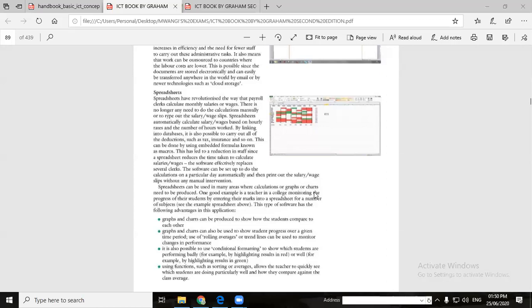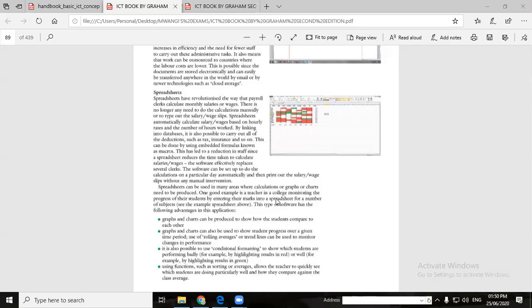So you need all this, and if you have the data, you just quickly produce the graph automatically within a few seconds, not even milliseconds. The graph will be produced for you. One good example is a teacher in a college monitoring the progress of their students by entering their marks into a spreadsheet.